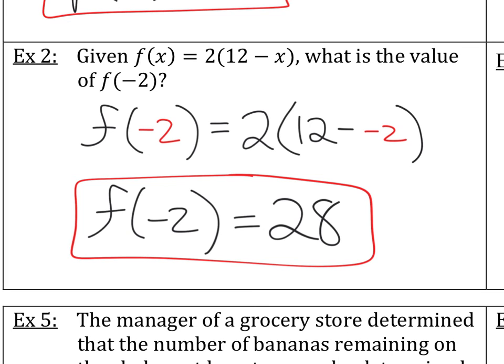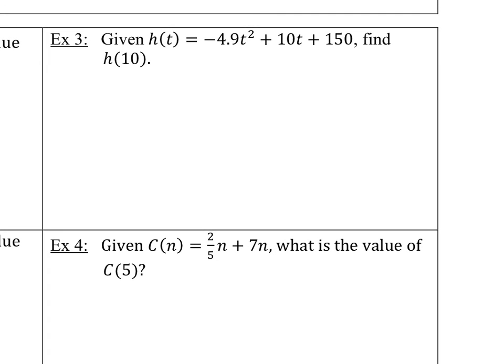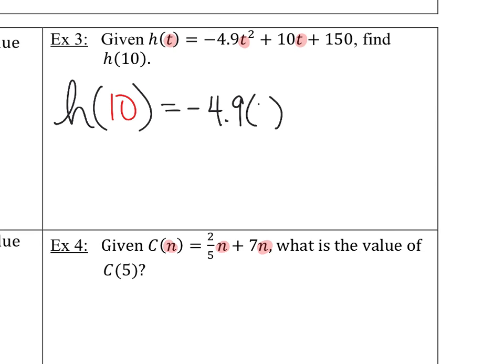So wherever your x or your t or your n value is, that's where you're going to plug it in. So look at number 3. How many t's are in that equation? 2. So how many times are you going to be plugging in 10? 2. Okay, I want you to try it. Give it a shot. Okay, if we started number 3, we'd have h of what number? What am I plugging in? 10. Everywhere that was a t now becomes a 10 in parentheses.